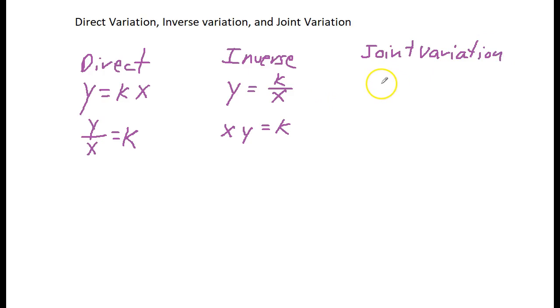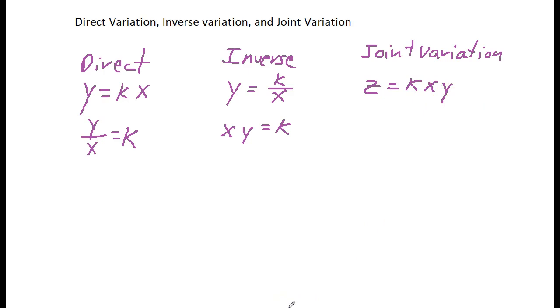Okay, now joint variation uses generally 3 variables and sometimes more. I could say that z varies jointly with x and y. So z would equal some constant k times x times y. It's related to the direct variation, but there are more variables. So z varies jointly with x and y. That's how we would say this one.